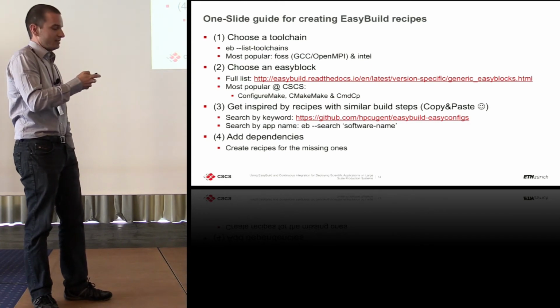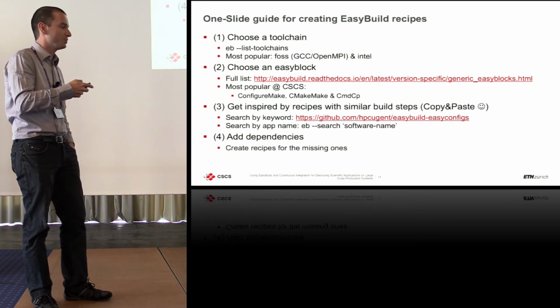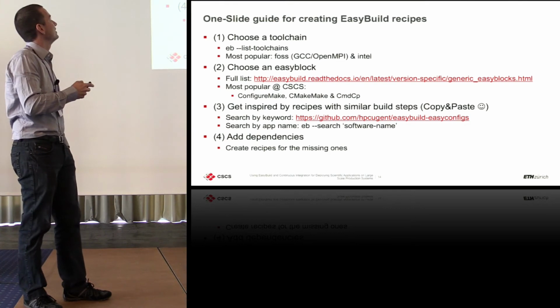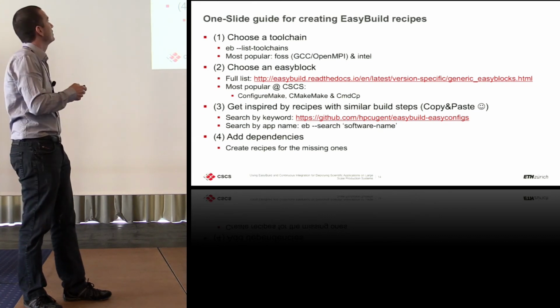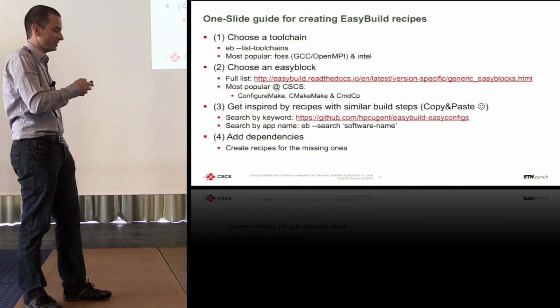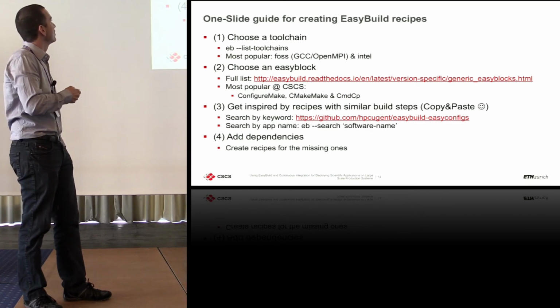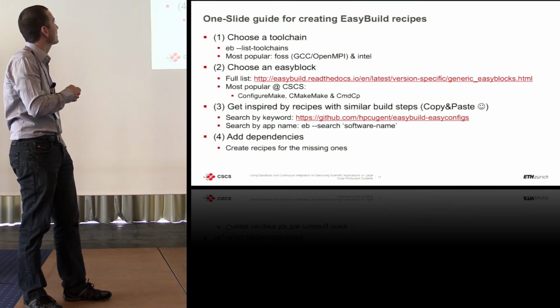So I said I wouldn't go into details on how to use EasyBuild, so I created a one-slide guide for creating easyconfig files, recipes. First you need to find the toolchain that you want to use. There's this command, list toolchains. If you just go for the popular one, you have more chances of succeeding. If you have a very exotic one, you're probably going to move to Spack.